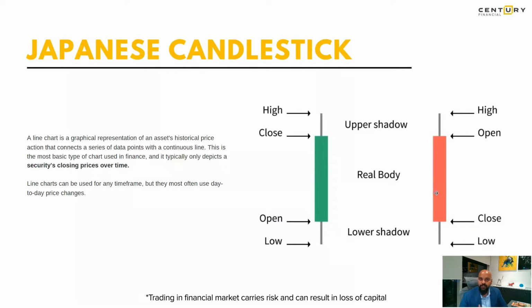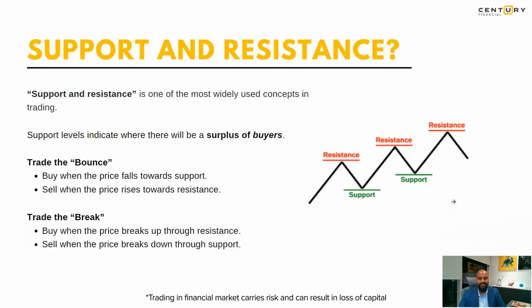If you're looking at a daily chart, every candle represents a day. Whereas if you're looking at a 5 minute chart, every candle represents the last 5 minutes: where did the market open, and where did it go in terms of upside and downside, that is the high and the low, and where it closed. If it closed higher than where it opened, it's a green candle. If it closes lower than where it opened, it is a red candle. That's how a basic candle pattern would look.